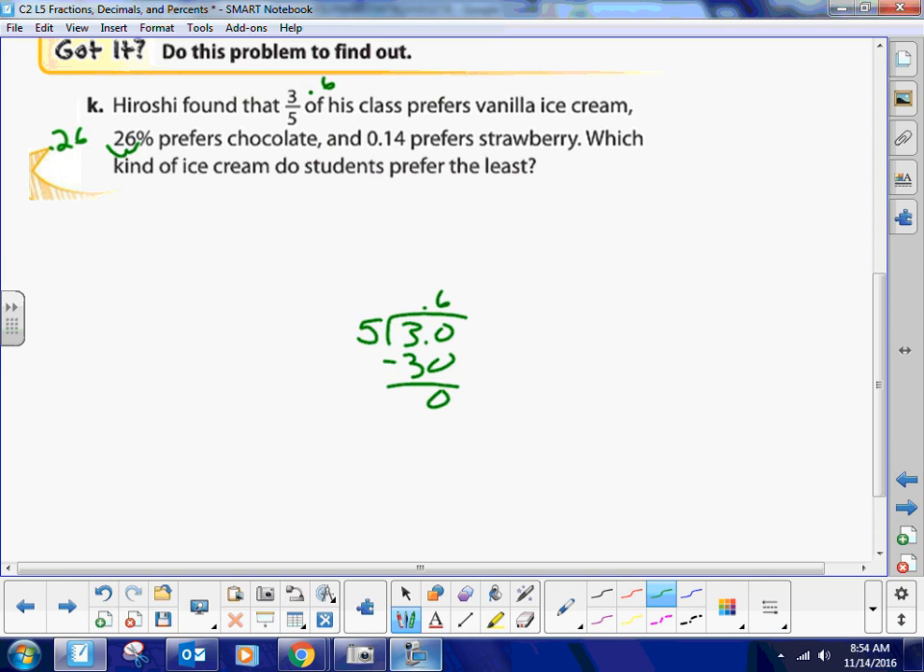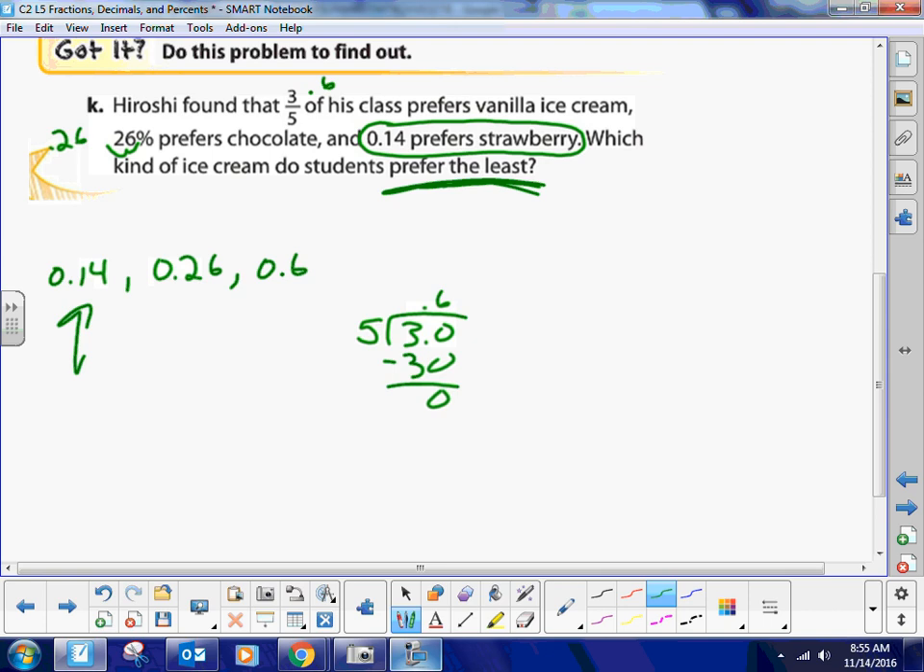But they want to know which is the least. So what's the smallest number up here? Is 6/10 smaller than 26/100 or 14/100? No, it's actually the biggest one up there. So the second smallest is chocolate at 26/100, and 14/100 is the least. So strawberry is the least, right? You just put the numbers in, if you need to, in ascending order. Then you can easily see that strawberry is the loser, or the winner, however you want to look at the question. All right?